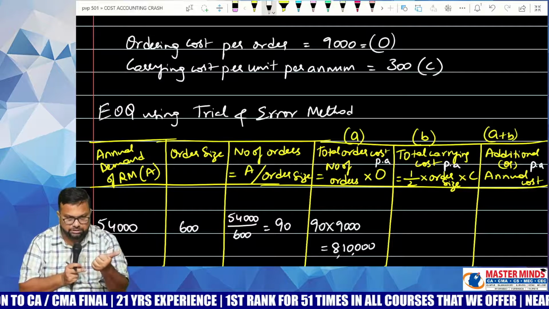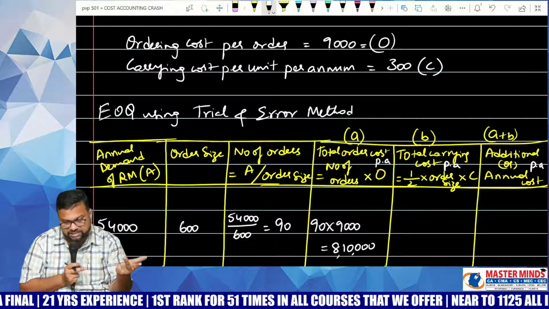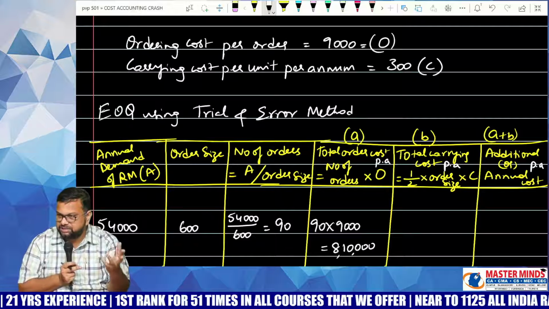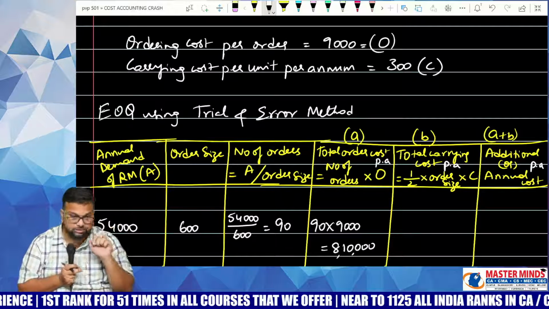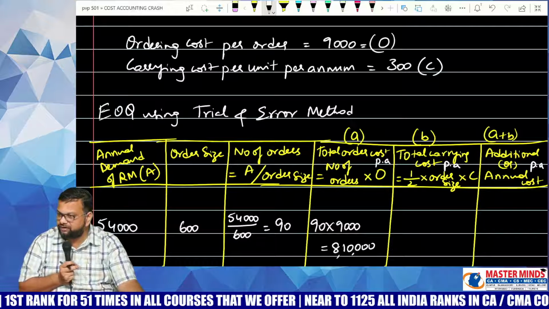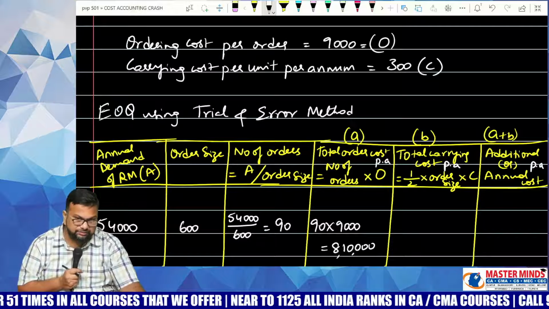Storage cost, insurance, cost of obsolescence, interest. Summation of these four costs is nothing but total carrying cost. These are the costs which are incurred for maintaining raw material. Now, how to calculate it?